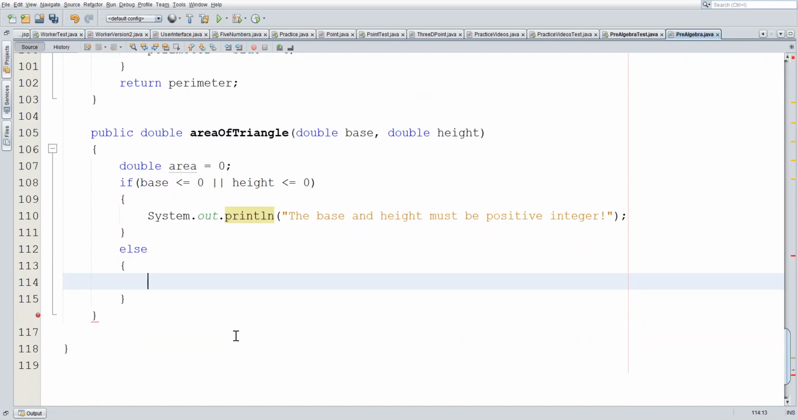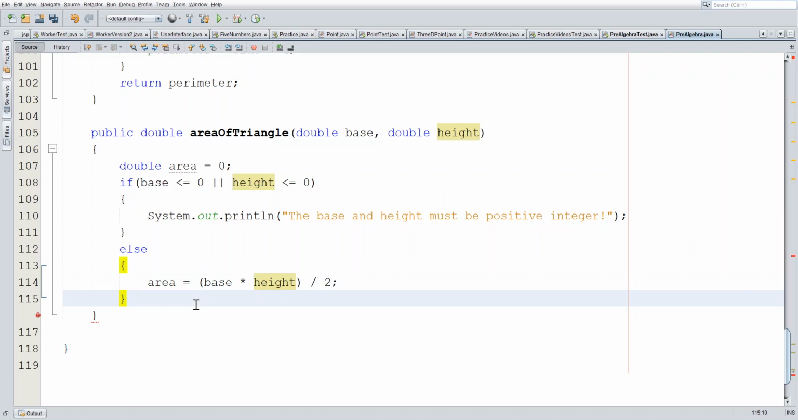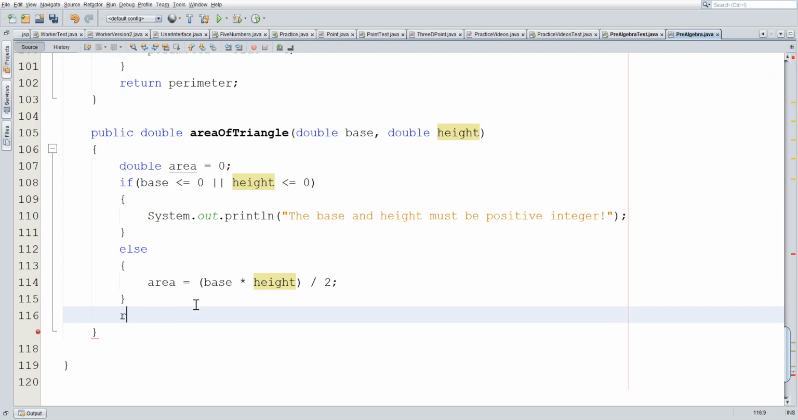So the area of a triangle is the same thing as a rectangle, right? It's still the base times the height, or the length times the width. The only difference is we divide it by 2, because if you draw a line in the middle of a rectangle or a square, you're cutting it in half, right? So you're essentially halving the area. Some of you will remember it as 1/2 times base times height, right? Well, it's essentially the same thing. So return the area, so that way our method is happy.